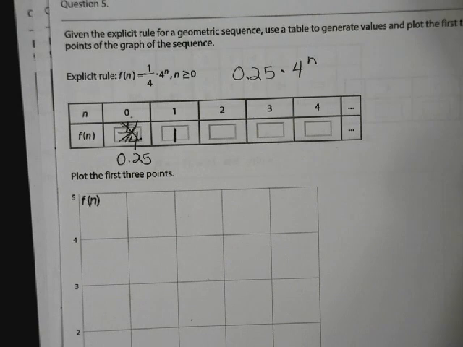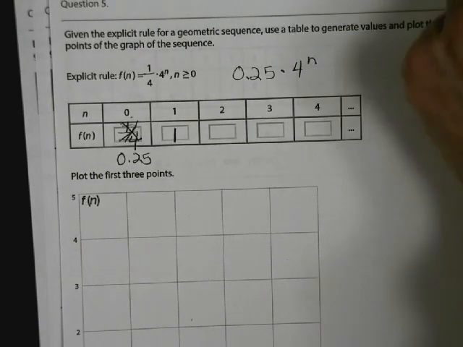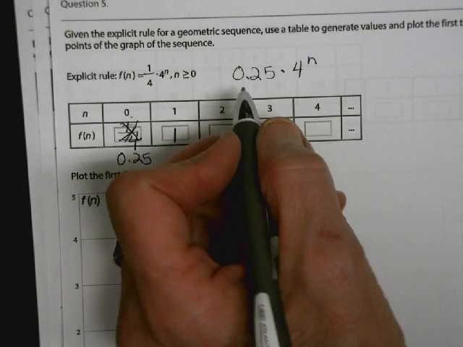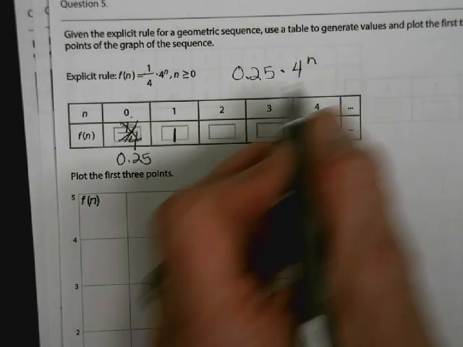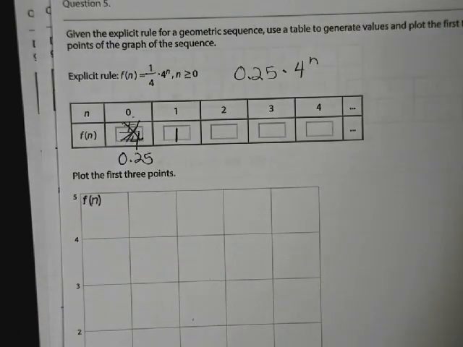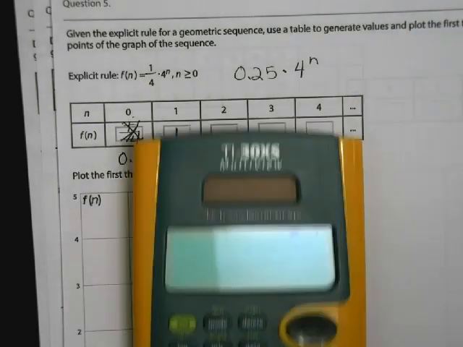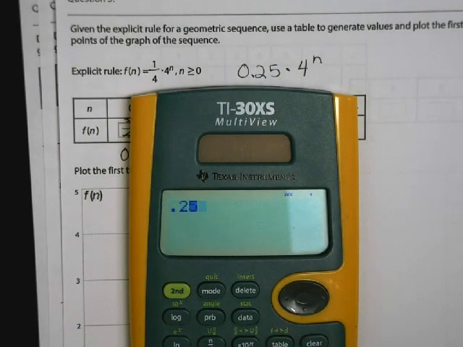Okay, so what I did was put a 0 in here, right? It just went to 0. So if I put a 1 in there, 4 times 0.25 should be a 1, right? Yeah. It's not letting me type. Clear. 0.25 times 4 to the first power, okay? Then I gotta do 0.25 times 4 to the second power.